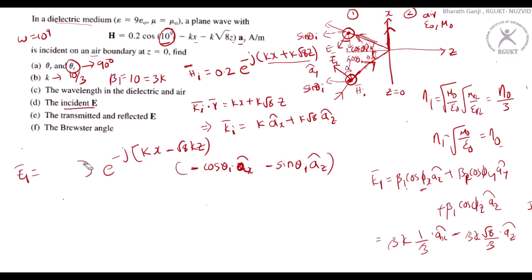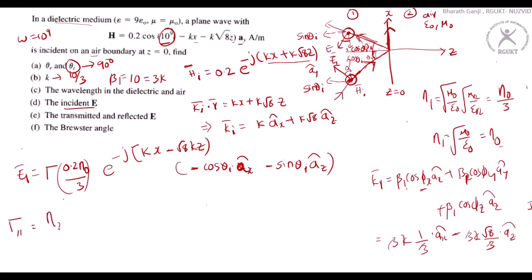So what about the reflected electric field? The reflected electric field is nothing but the reflection coefficient times the incident electric field magnitude. The incident electric field magnitude was like this, mu naught divided by 3. So that becomes your magnitude. The reflection coefficient is what we have to calculate here. What kind of polarization is it? I can see that the electric field is parallel to the plane of incidence. So it is a parallel polarization.